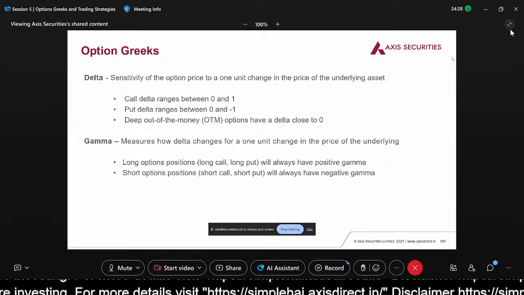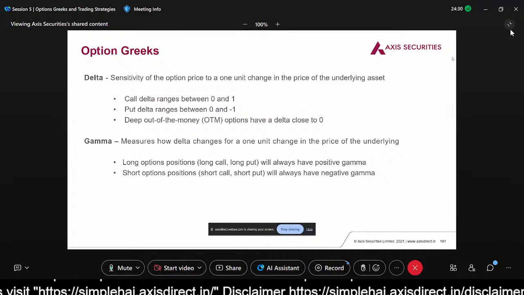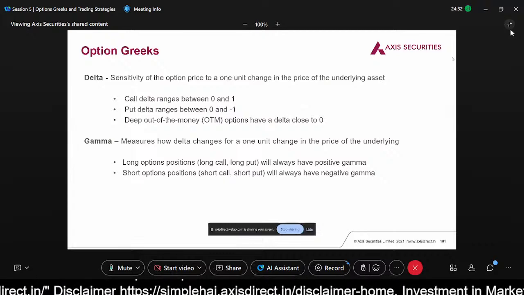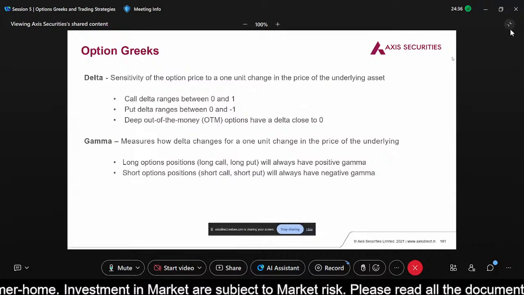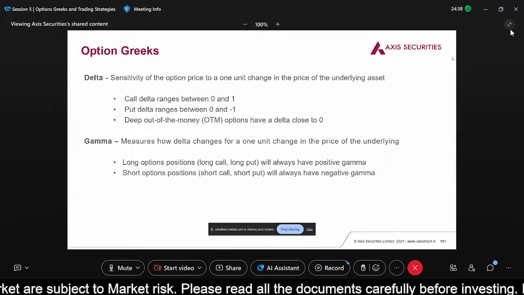Negative 0.5. Now, of all the answers, I would say Sunil has nailed the correct answer. Yeah. So when you say it is a negative 0.5, it means it's a put, an ATM put.